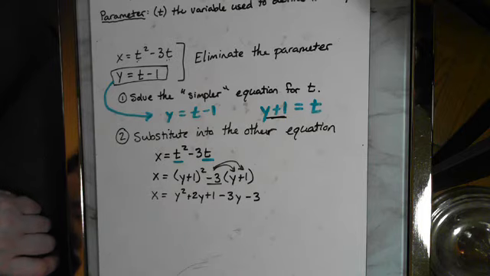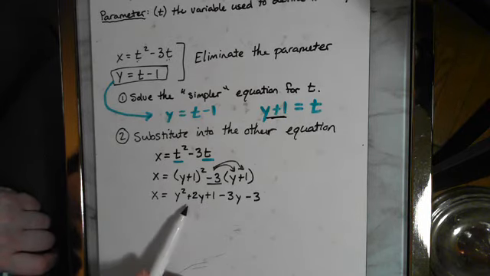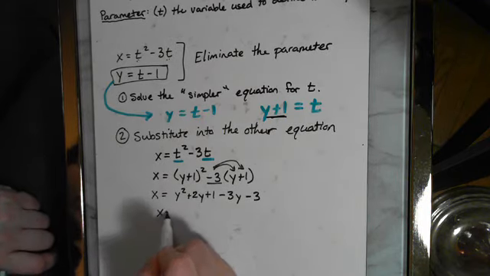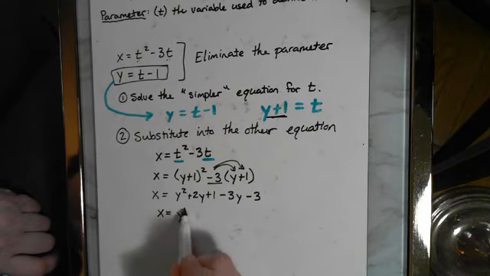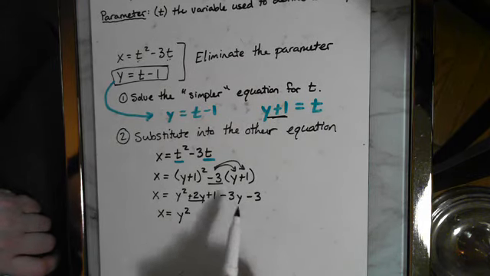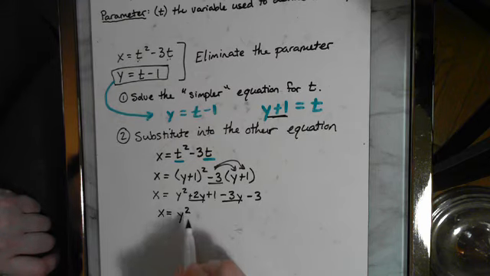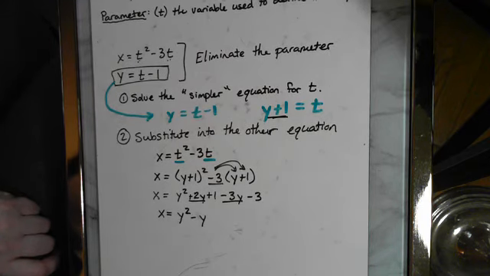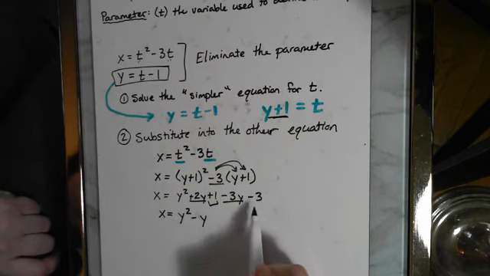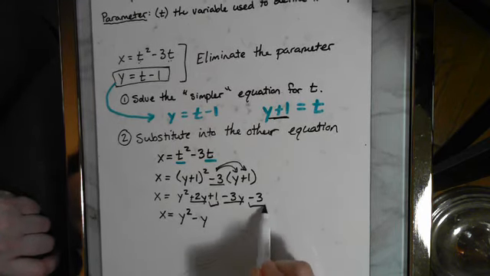Okay, now finally what I'm going to do is combine any like terms I have just to write it in simplest form. So this is y squared plus 2 minus 3 is minus 1y, and 1 minus 3 is minus 2. So I've eliminated the parameter in that.